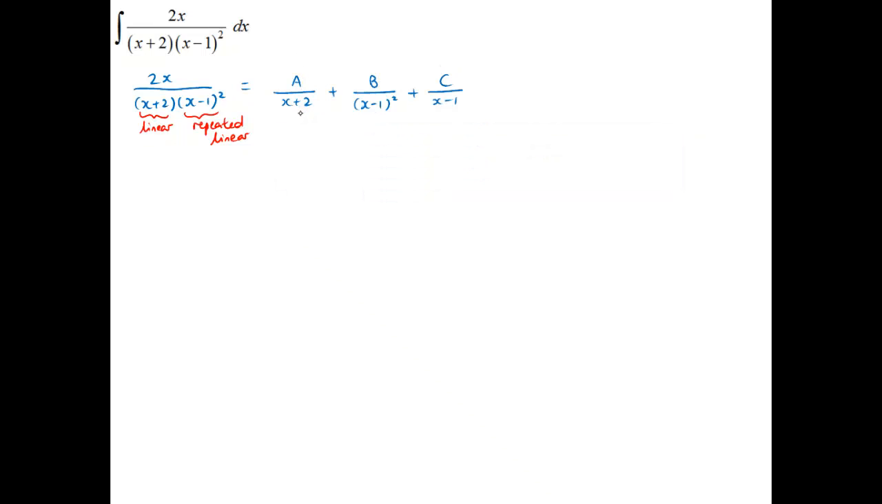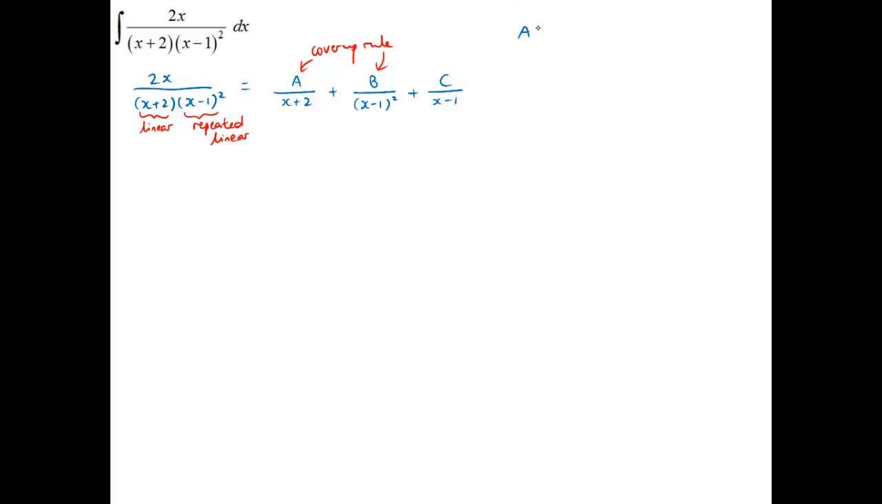The numerator of a linear denominator can be solved by cover-up rule. The numerator of the repeated linear of the original form, meaning power 2, also can be solved by cover-up rule. This is a repeat of this, therefore this cannot be solved by cover-up rule.